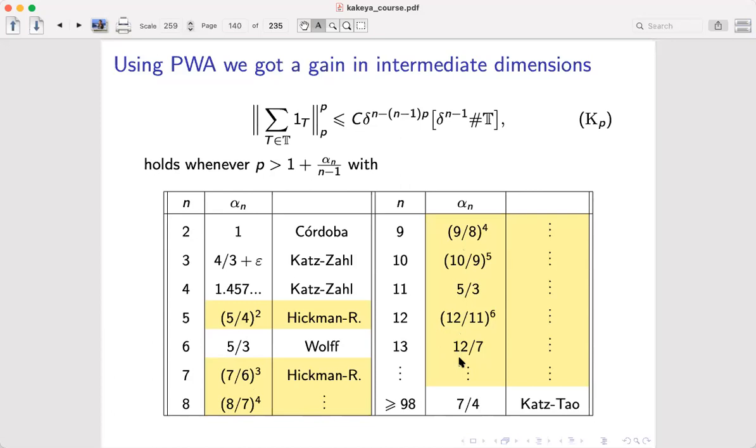And so this was the semi-algebraic geometric, but then in higher dimensions also, the Katz-Tao via arithmetic combinatorics had a better bound from 98 dimensions onward. So the next thing I want to tell you about is how we managed to improve this slightly and then at least beat this as well. So then we get all higher dimensions.